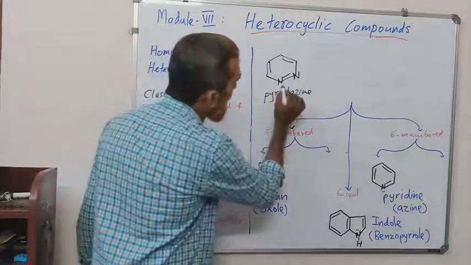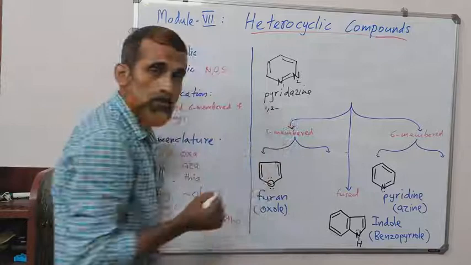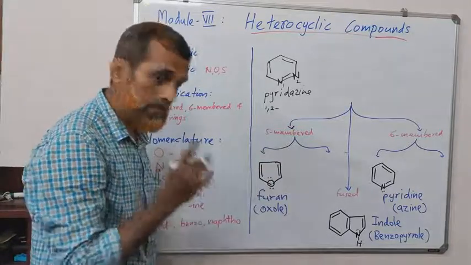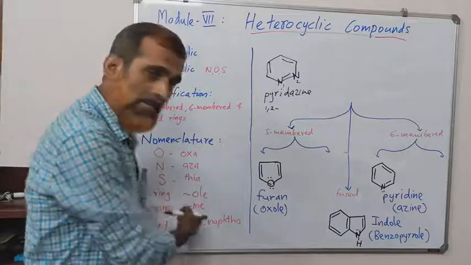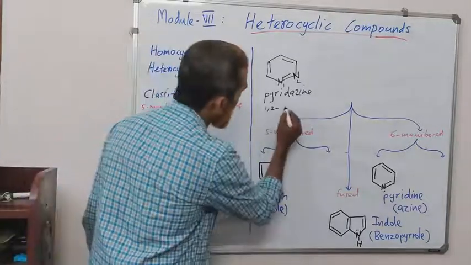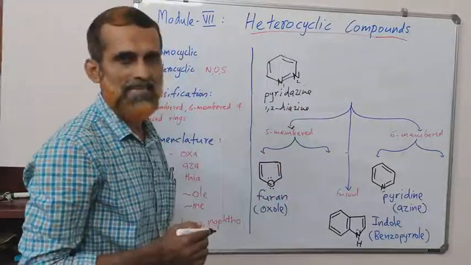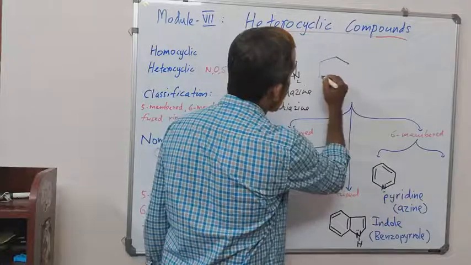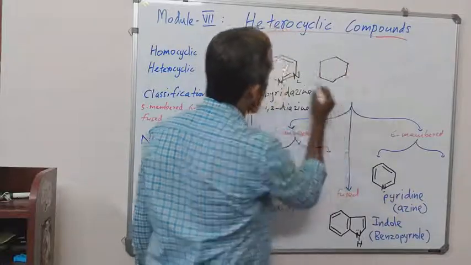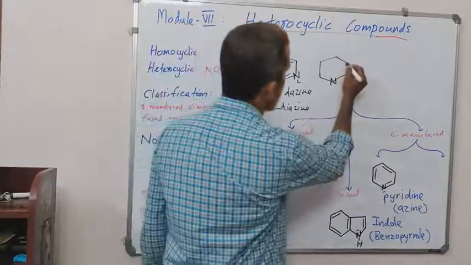Systematic name will be numbering from 1, 2. So it is 1, 2. What? Tell me. Azine. It is azine, 2 nitrogen, so diazine. You understand? 1, 2 diazine it is. Changing the position of nitrogen, you get another isomer. There is nitrogen here and here.